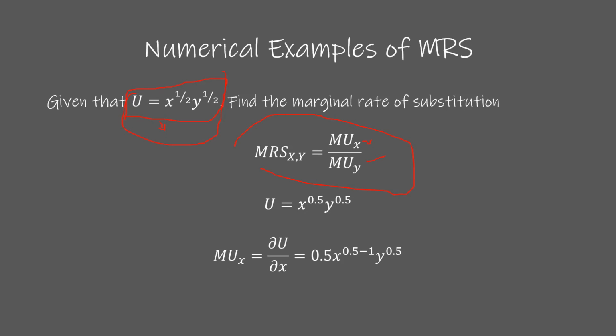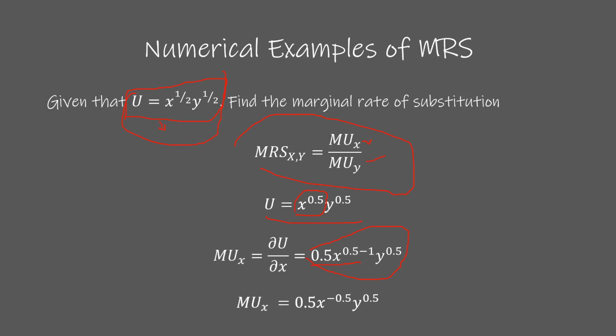So we have our MU of x equals du/dx equal to 0.5x raised to power 0.5 minus 1. When we partially differentiate this with respect to x, we move the 0.5 to the other side, then we subtract 1 from 0.5, and we have y raised to power 0.5. I hope you get me. We have 0.5x raised to power 0.5 minus 1 y raised to power 0.5.